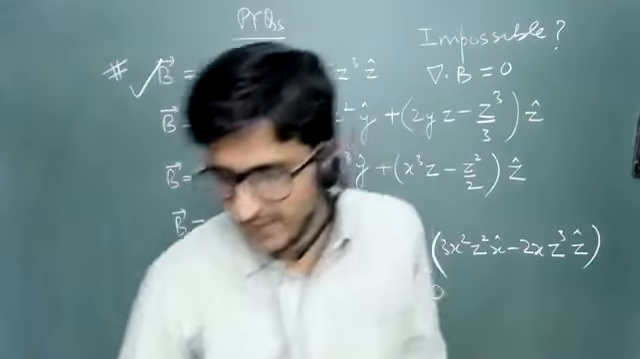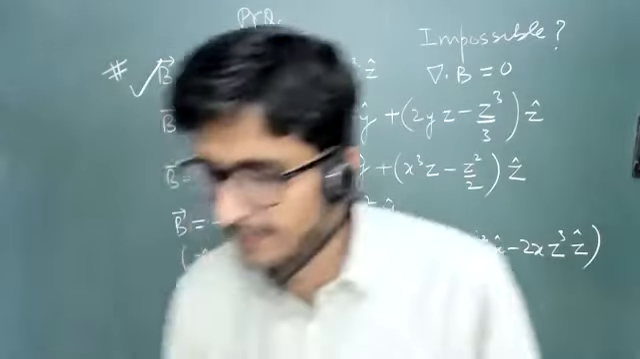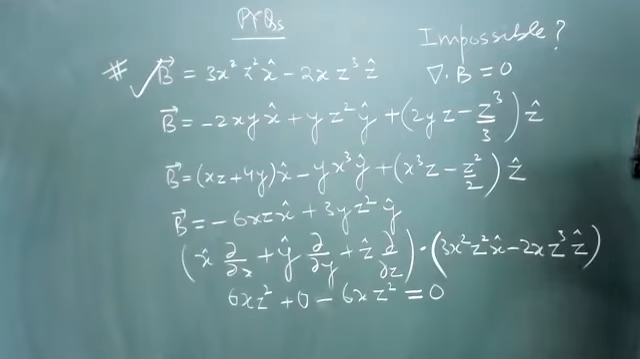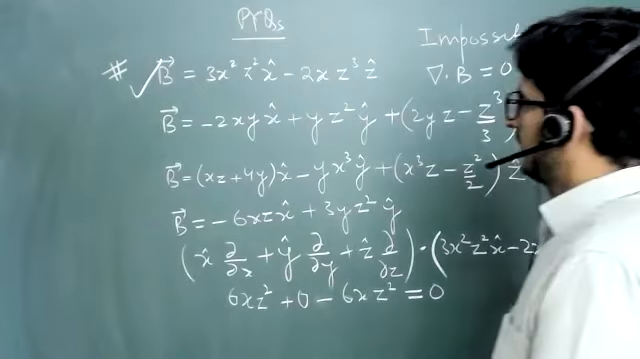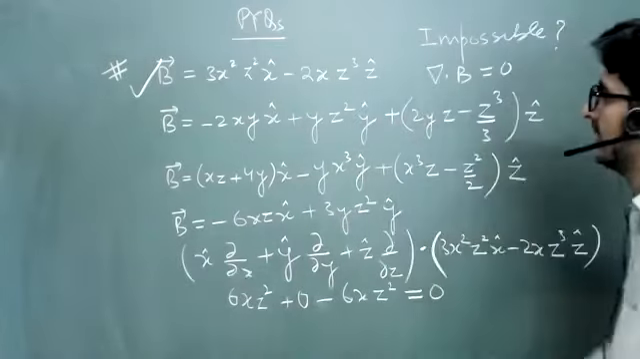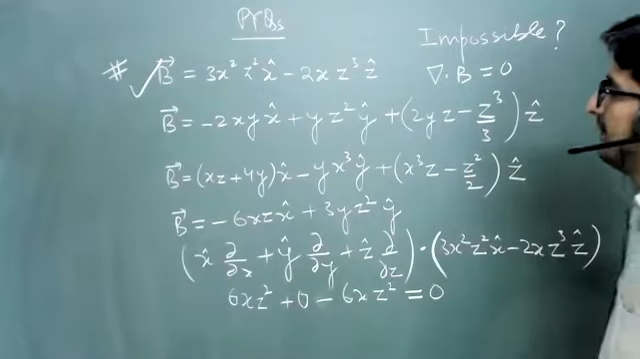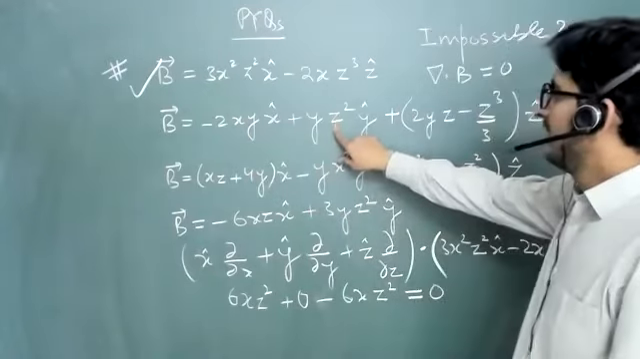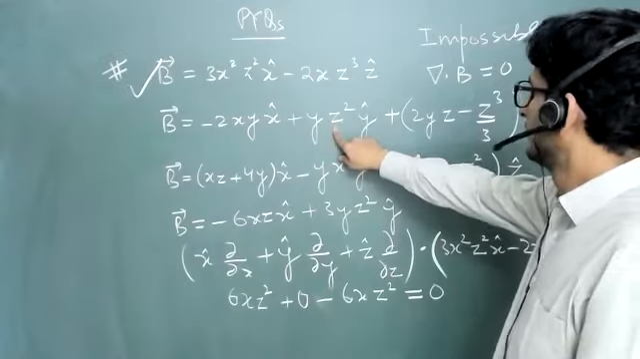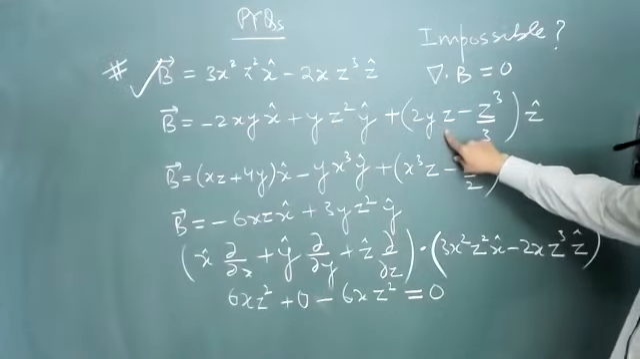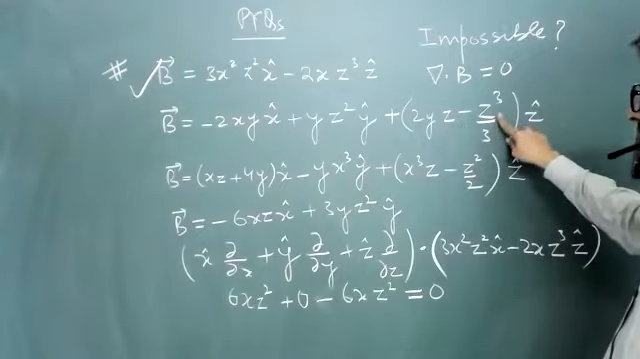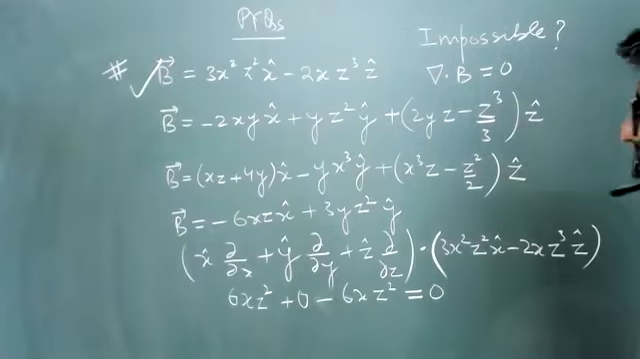So just do it quickly, everybody. Do it quickly. Sir, fourth one is not okay. Everyone do it quickly. So when you do del by del x, what will come? Minus 2y. Del by del y will give z square, plus z square. And when you do del by del z, it will give plus 2y minus z square. So all of them will become 0, right?